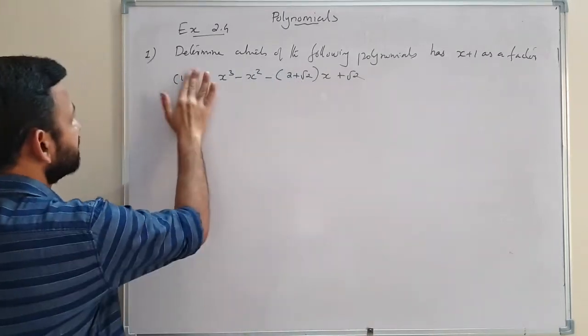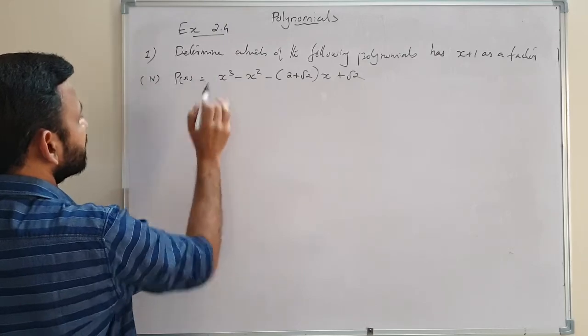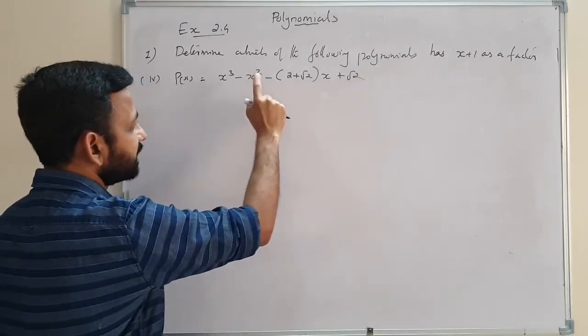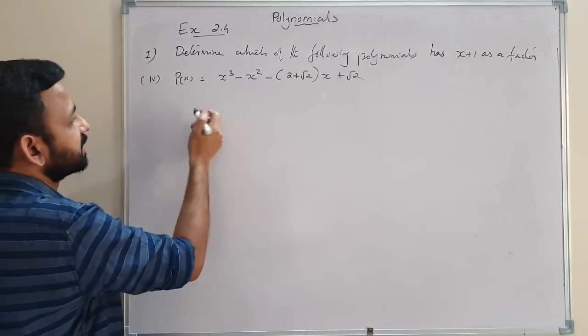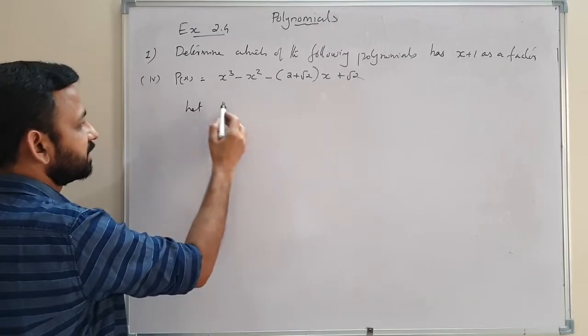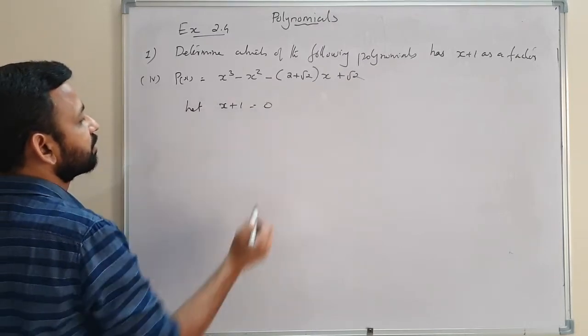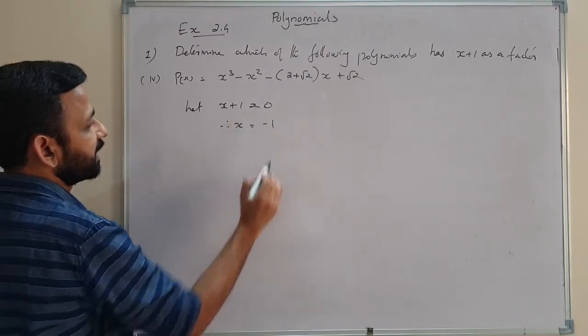So fourth part, this is p of x. When we divide this polynomial by x plus 1, we need to find a remainder by using the remainder theorem. When we find a remainder by using the remainder theorem, let the divisor equal 0. Let x plus 1 equal 0. Therefore x is equal to minus 1.